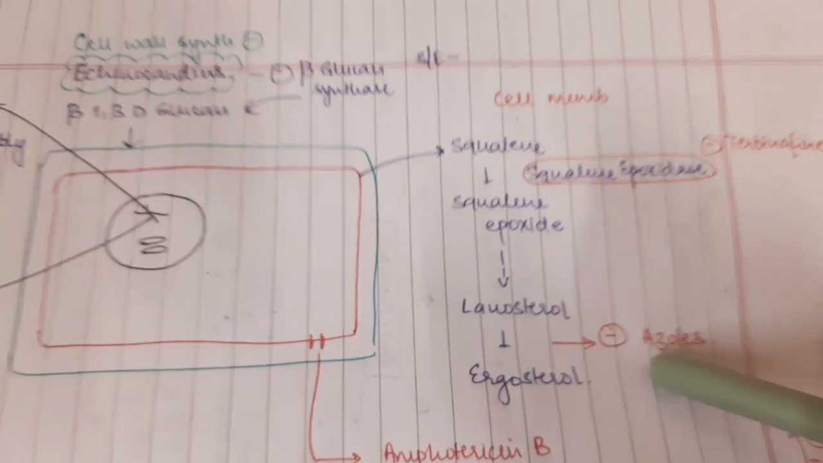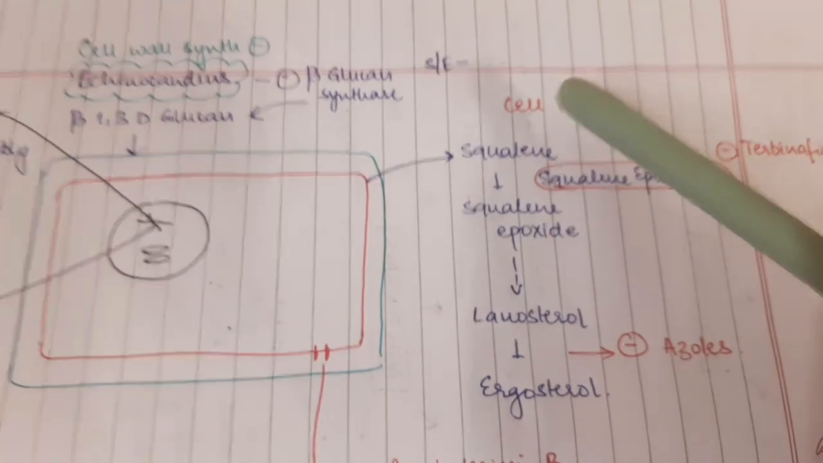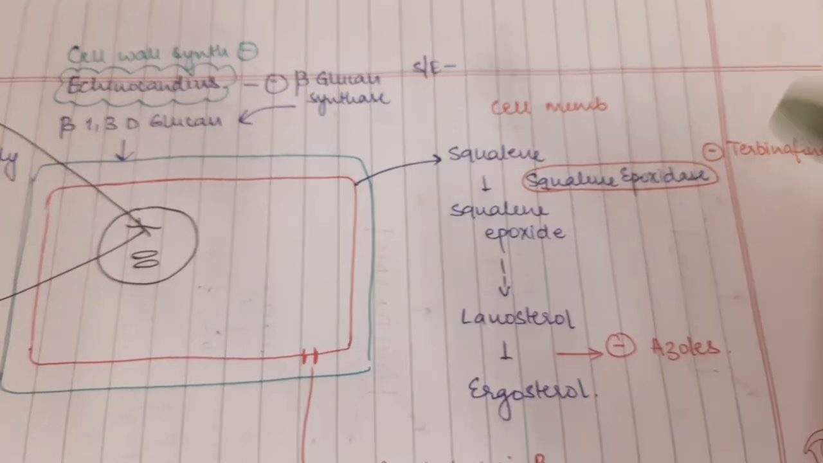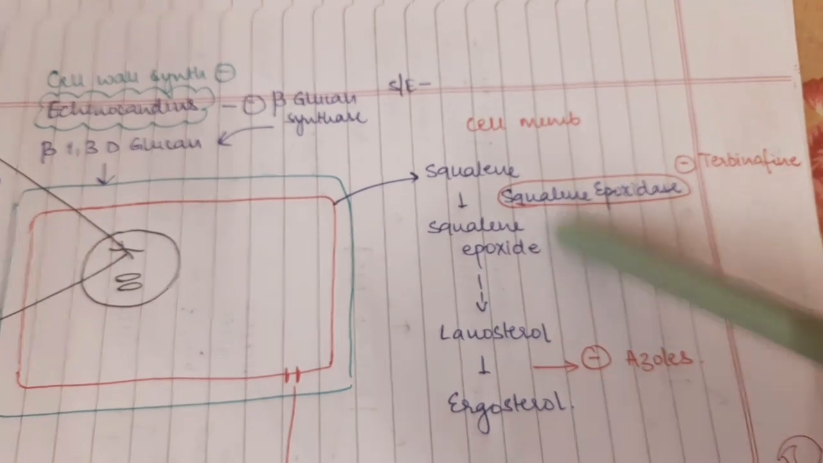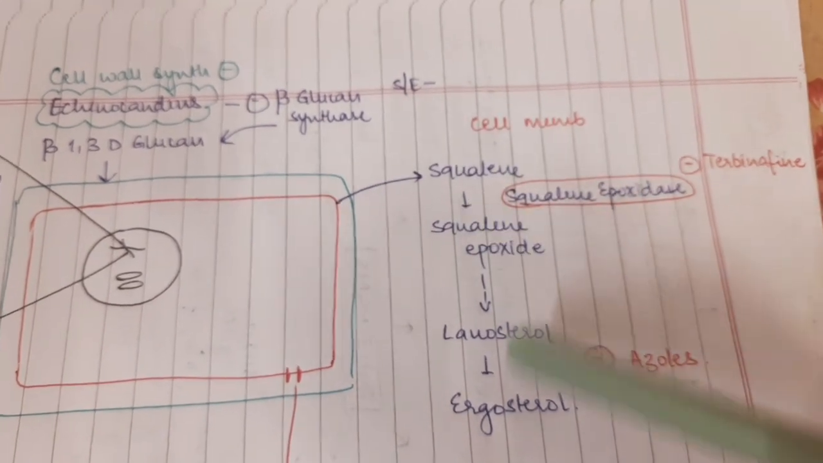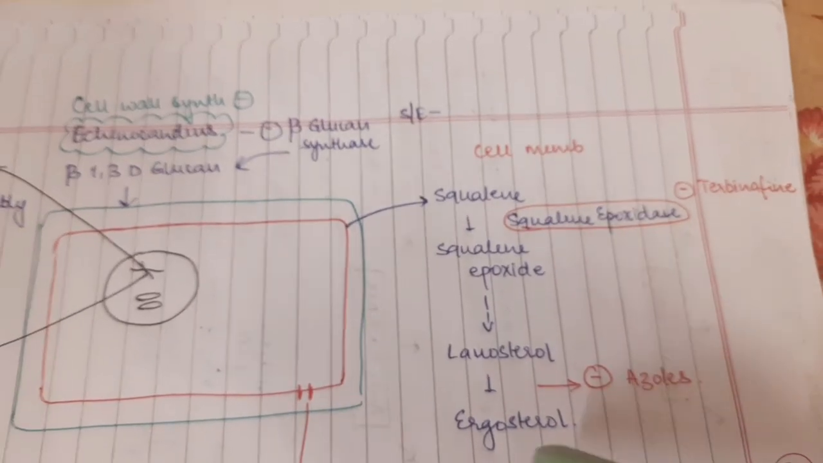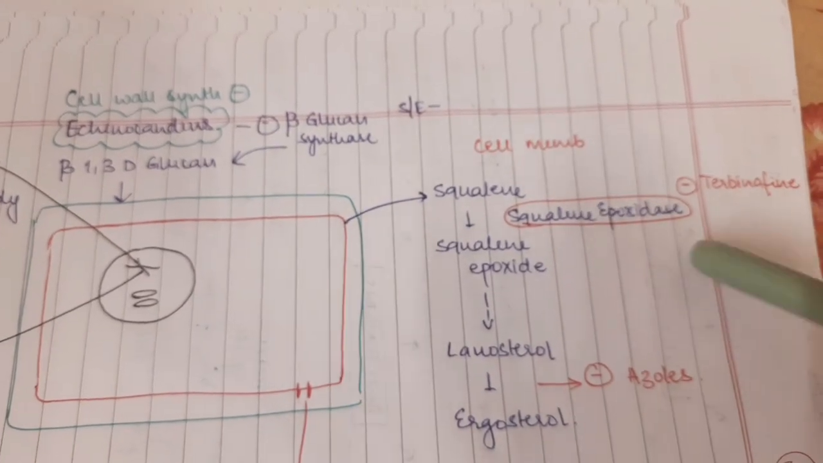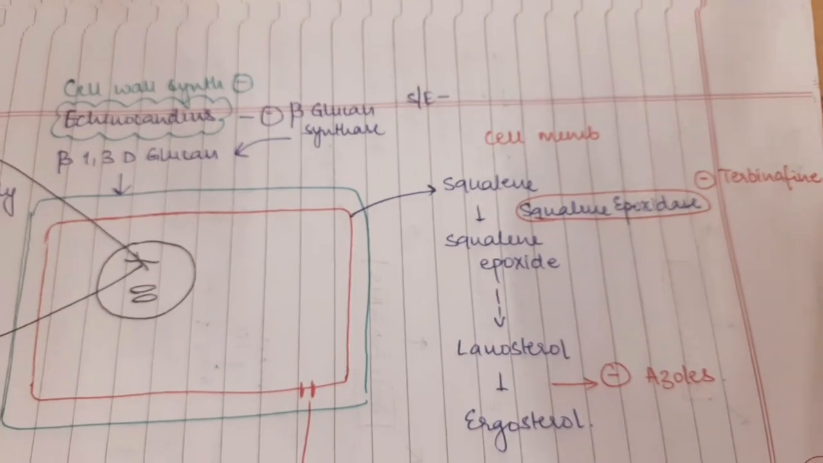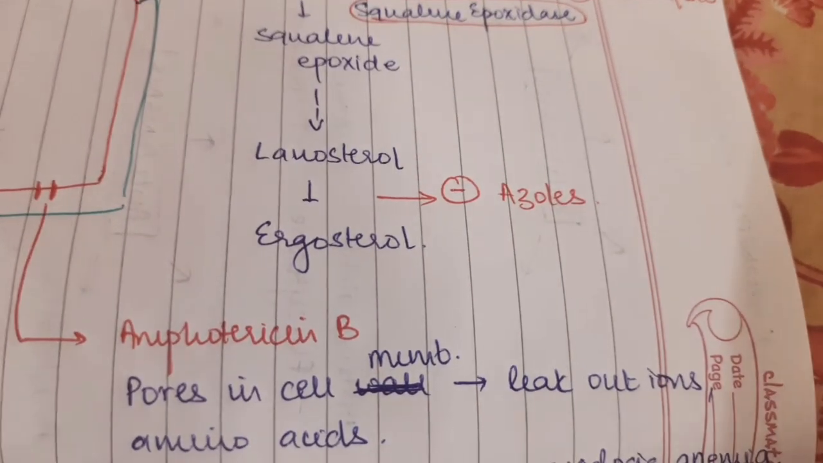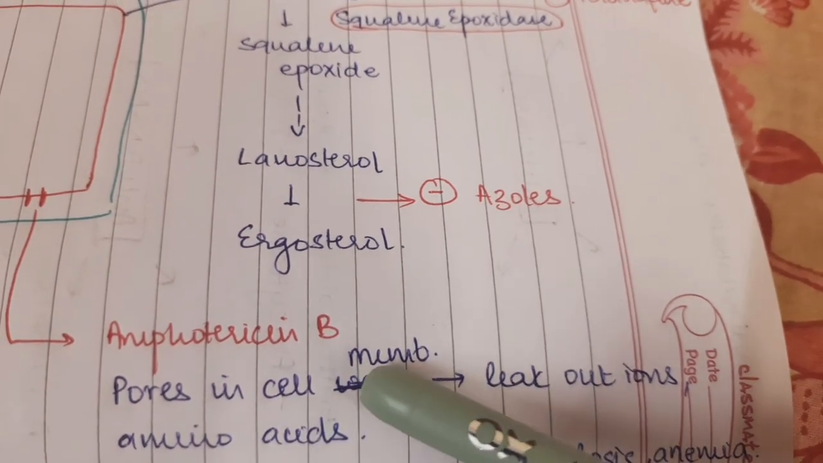Similarly, azoles act by inhibiting the conversion of lanosterol to ergosterol, eventually inhibiting cell membrane synthesis. So both terbinafine and azoles work in this process of formation of the cell membrane, especially the cell membrane component ergosterol. They will both inhibit the formation of ergosterol by different processes, and eventually they will inhibit the cell membrane synthesis. Finally, amphotericin B will work by forming pores in the fungal cell membrane.